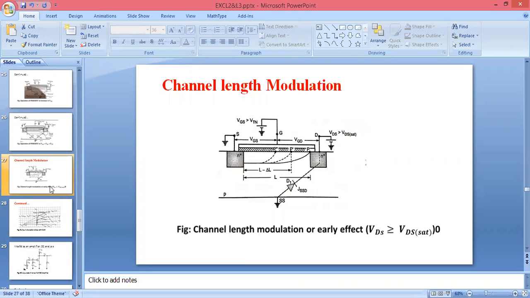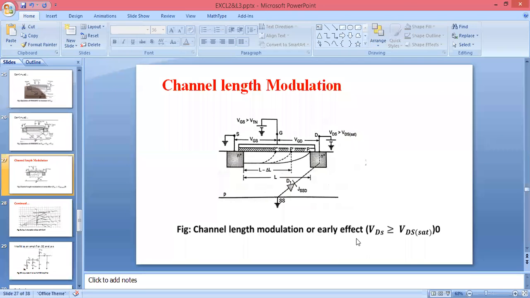Now we will see about the channel length modulation. Channel length modulation means क्या है? This is the effect, early effect, which we will get in an enhancement MOSFET. How will we get it? When we apply VDS. जैसे कि हमने देखा है, VDS if we are applying with VGS greater than or equal to threshold voltage.